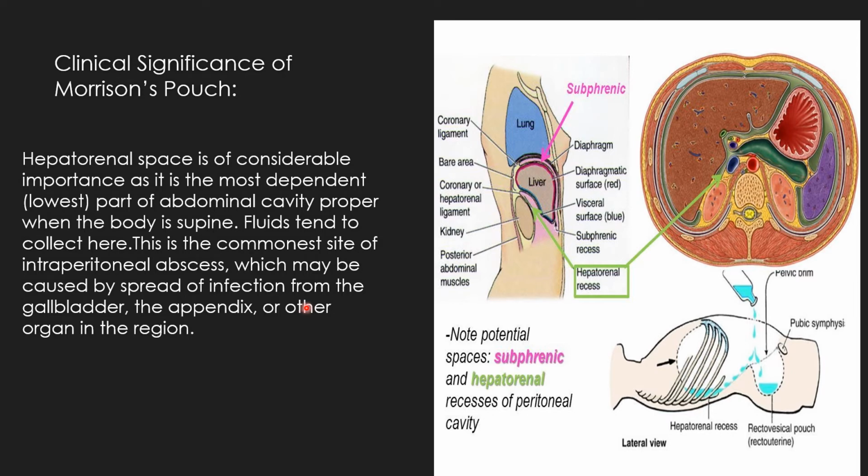The fluid coming to this hepatorenal recess could be coming from a major source. That could be the gallbladder, that could be the appendix, or any other organ as well, because it has connections with the pelvis through the right paracolic gutter, and it is also connected with the left half of the supracolic compartment as it is communicating with the lesser sac through this epiploic foramen.